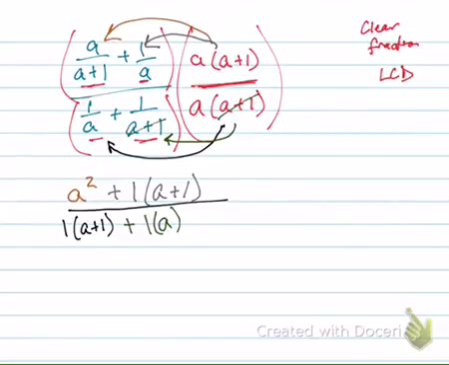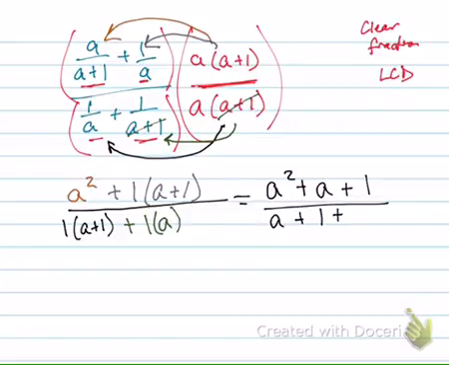Okay? So now I'm going to simplify that whole mess. On the top I have a squared plus a plus 1. And on the bottom I have a plus 1 plus a.